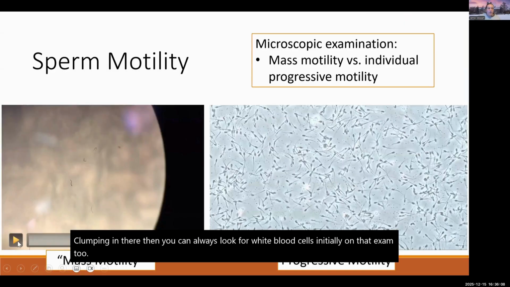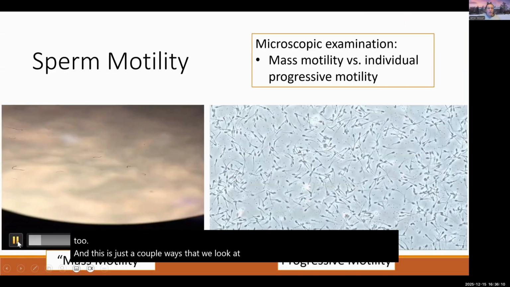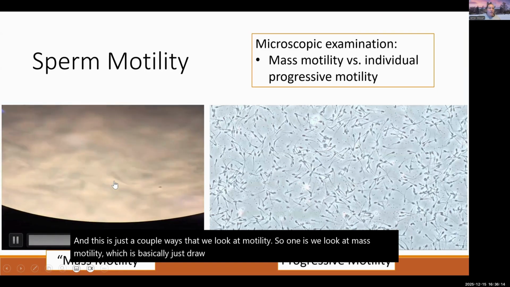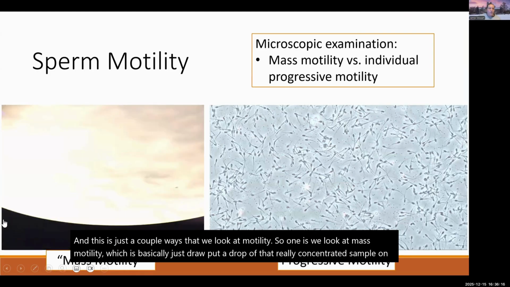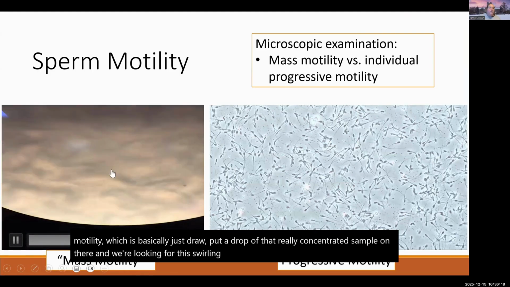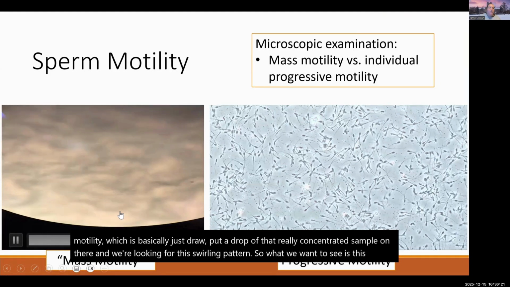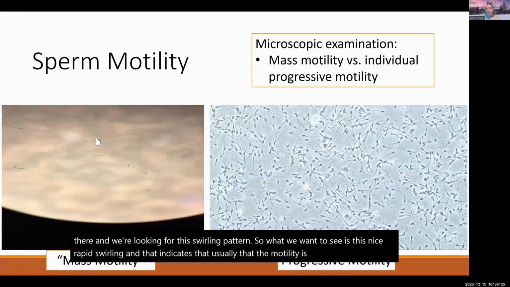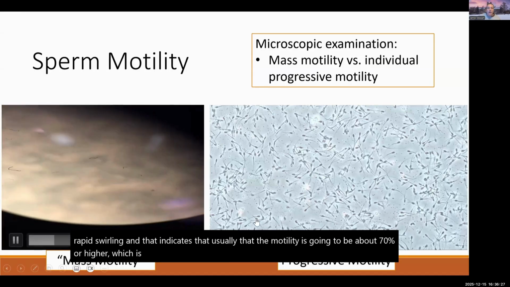And this is just a couple ways that we look at motility. So one is we look at mass motility, which is basically just put a drop of that really concentrated sample in there, and we're looking for the swirling pattern. So what we want to see is this nice rapid swirling, and that usually indicates that the motility is going to be about 70% or higher, which is pretty good.